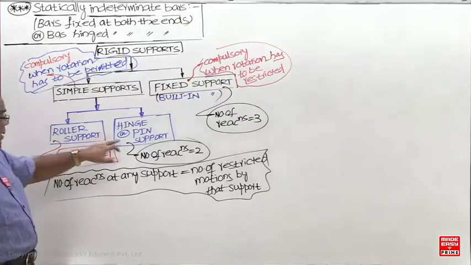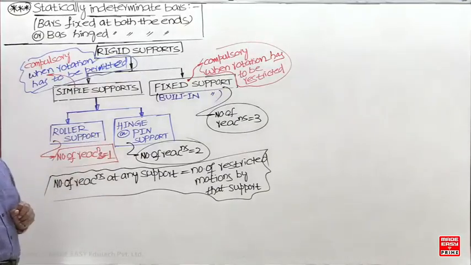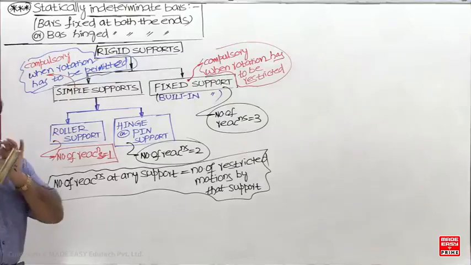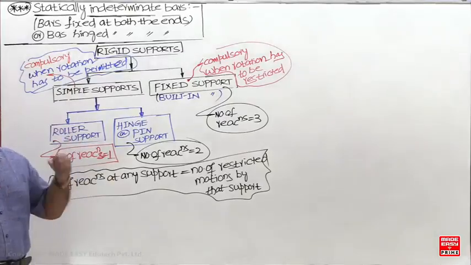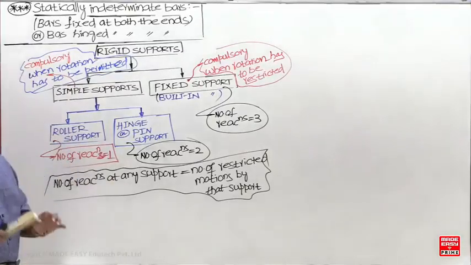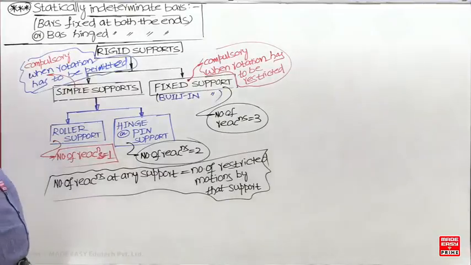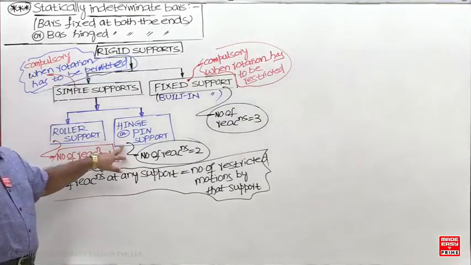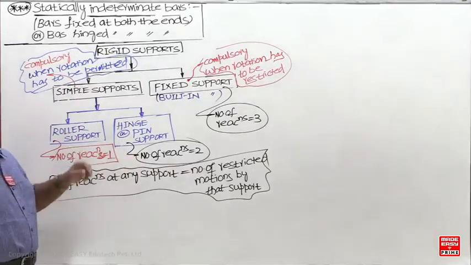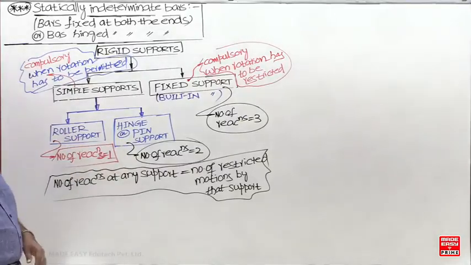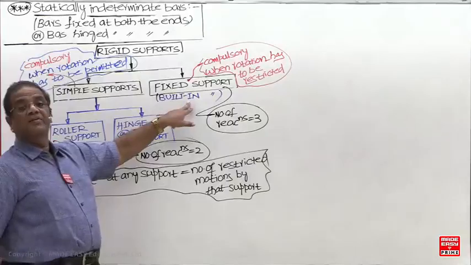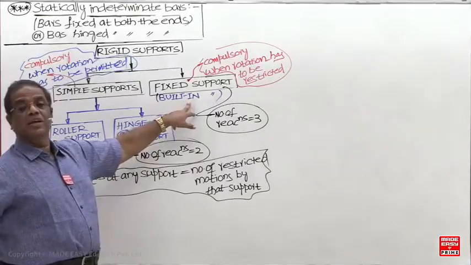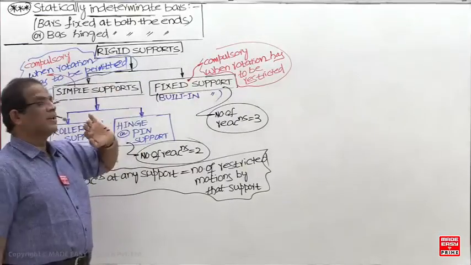Now when should I go for a hinge support and when should I go for a roller support? If I need only rotation, only rotation to be permitted, this I have to take. This is compulsory when rotation is to be restricted.